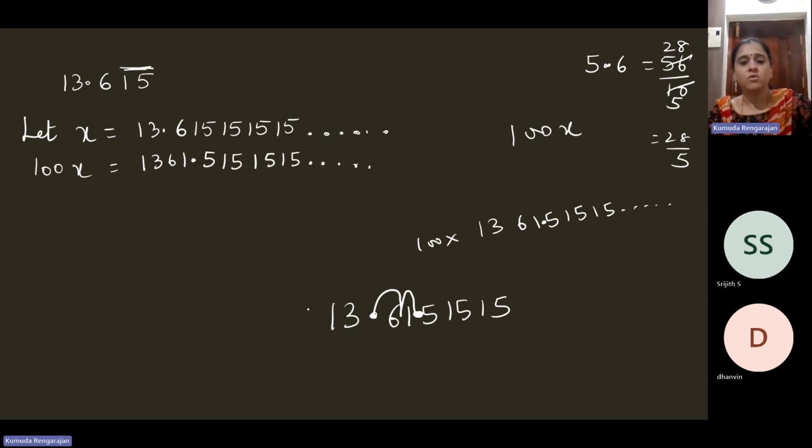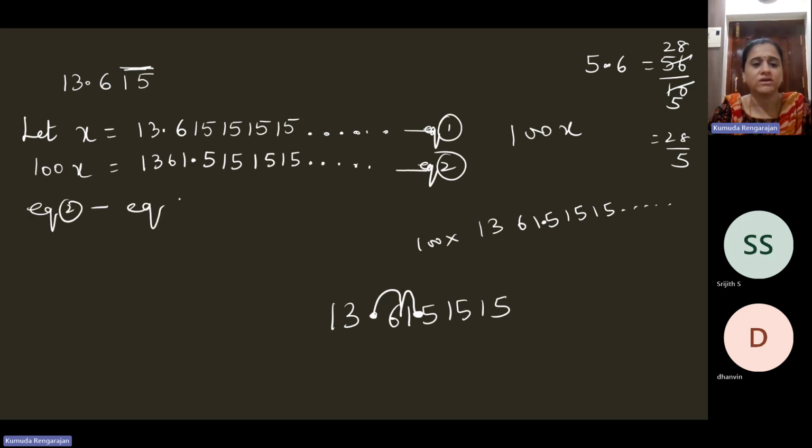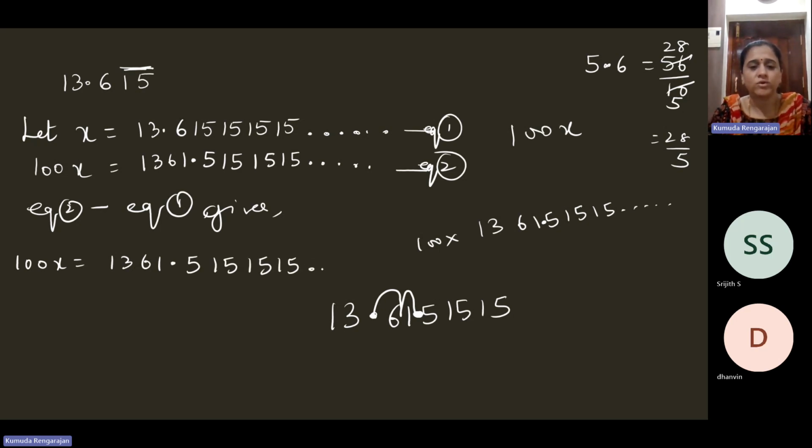All right. Now, you can call this equation 1 and you can call this equation 2. Now, you must perform equation 2 minus equation 1. That is 100x is equal to 1361.5151515 going on forever.